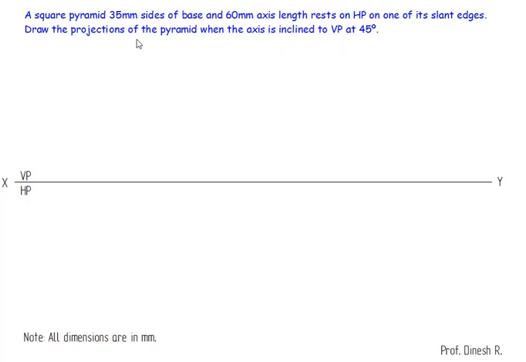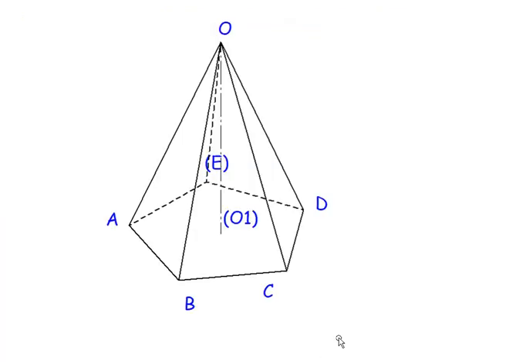45 degrees. That means he has given the true inclination with respect to VP. We need to find the apparent inclinations. So in this question he did not say it is resting on edge or corner. So we need to understand the concept before solving this. So here I'm just representing a pentagonal pyramid, because if I represent a square pyramid the views will not be appropriate. So just considering the pentagonal pyramid.